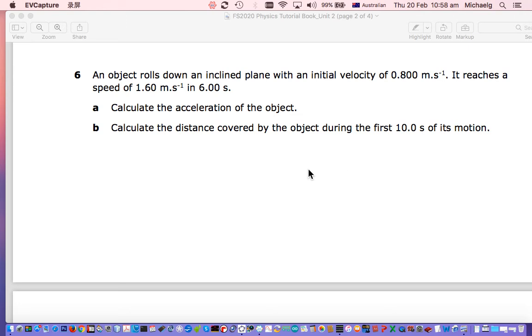So we're going to look at question 6 now from the physics tutorial book, unit 2. An object rolls down an inclined plane with initial velocity of 0.8 meters per second. It reaches a speed of 1.6 meters per second in 6 seconds. A: Calculate the acceleration of the object. B: Calculate the distance covered by the object during the first 10 seconds.